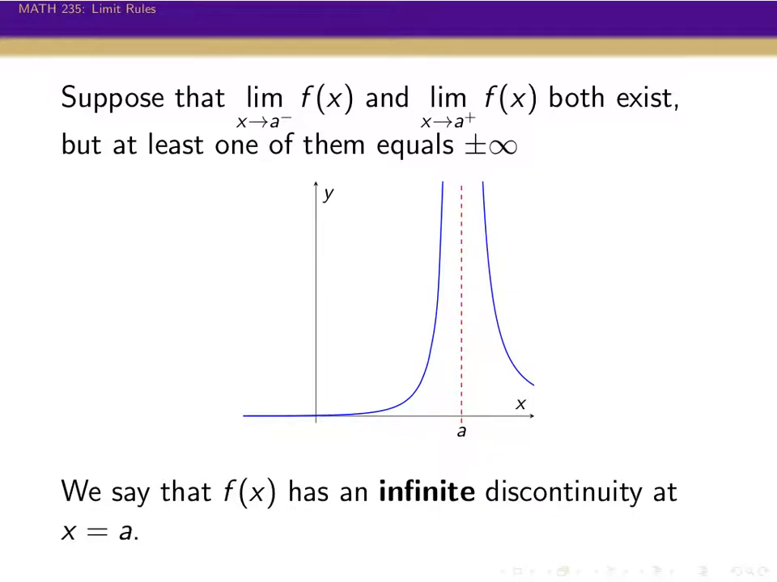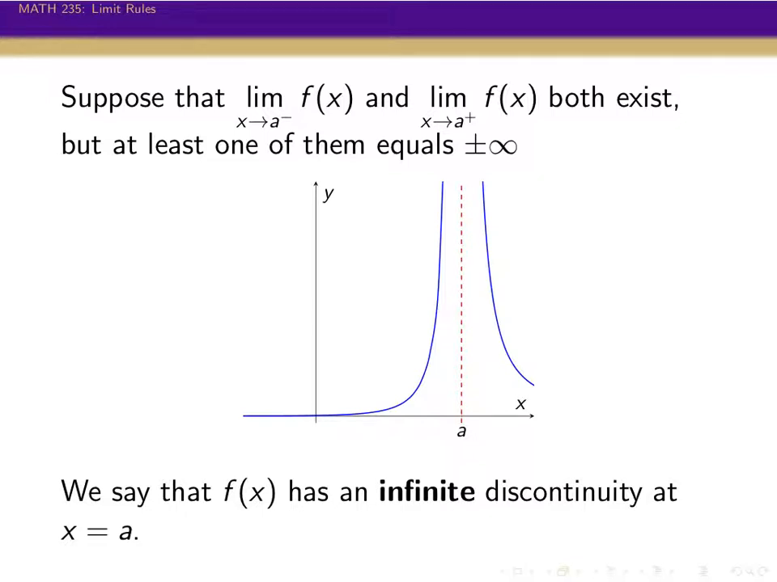And they could be both going off to positive infinity. They could be going off to negative infinity. You could have one going to positive infinity, one going to negative infinity. You could have one side going to positive infinity and the other side going to 7. So long as at least one of the one-sided limits is going off to infinity and the other limit exists in some way, then that's when we have an infinite discontinuity.